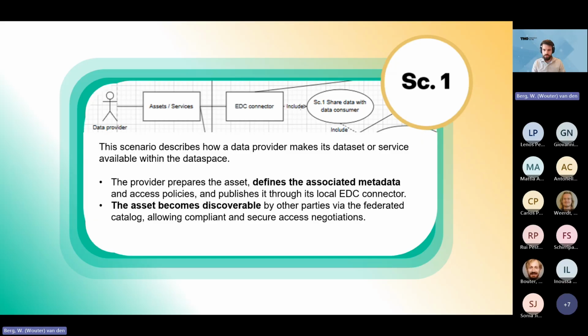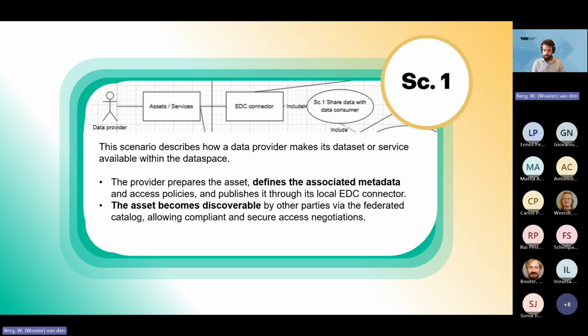So we're talking about a data provider, scenario 1, makes a data set or service available within the data space. And I would like to focus on one of the steps for that mentioned, namely defines the associated metadata. That's what the catalog, but also the vocabulary hub is about. The catalog is very generic metadata, and the vocabulary hub is more about the structure, the meaning of the data itself. So these two will work together, the catalog and the vocabulary hub. And the purpose, of course, of all this is to make the asset more discoverable, which is scenario 2, which I will get to in a moment.